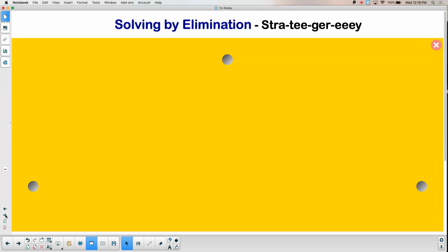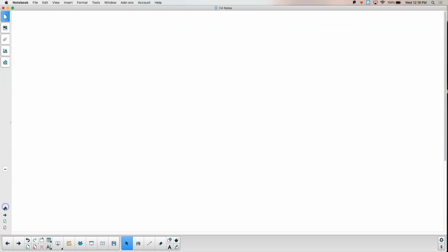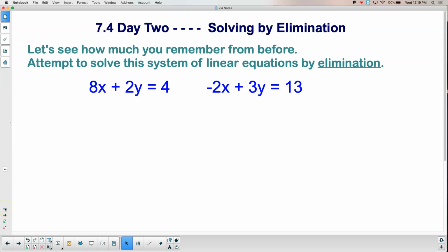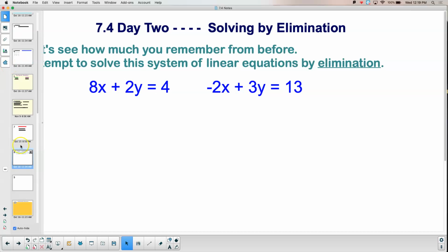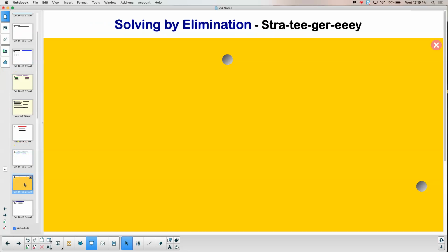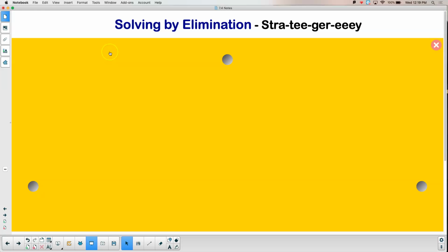So, let's figure out, why did I get an extra slide in there? I don't know, we gotta fix that. I don't like extra slides. We're going back and forth, we gotta get rid of that extra slide. So, let's figure out a strategery. Strategery, is that a word?